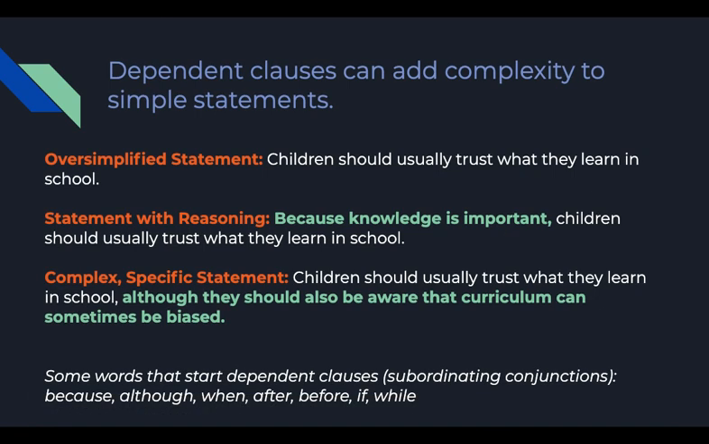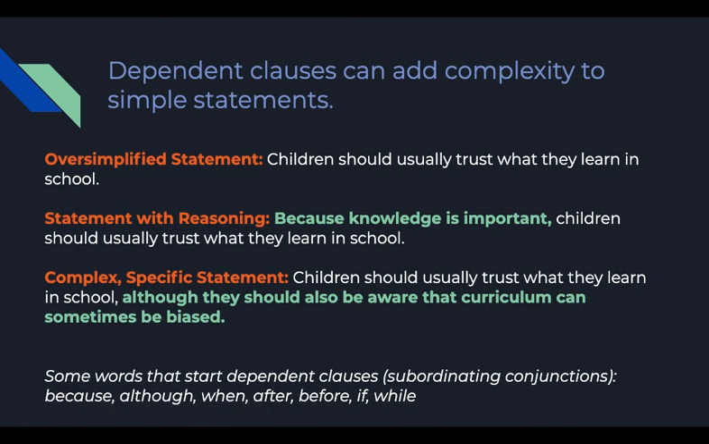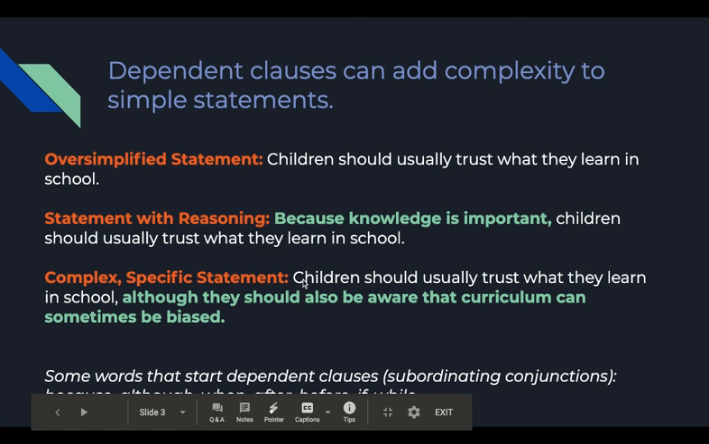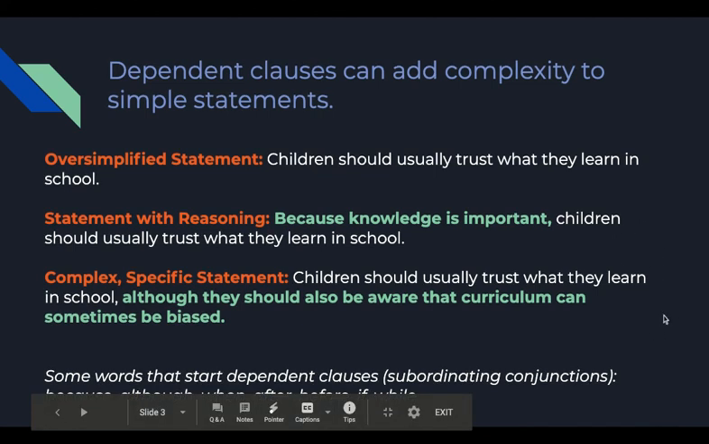And then if I want to make it even better, I can make it more complex. Reality is not simple, right? Simple sentences don't usually explain the world. So this adds complexity. Children should usually trust what they learn in school, although they should also be aware that curriculum can sometimes be biased, right? So that takes us away from that absolute statement and shows us reality. Hopefully, most things that your teachers tell you are trustworthy, but we want to pay attention to whether some perspectives are being shown over others or whether there's other kinds of bias.